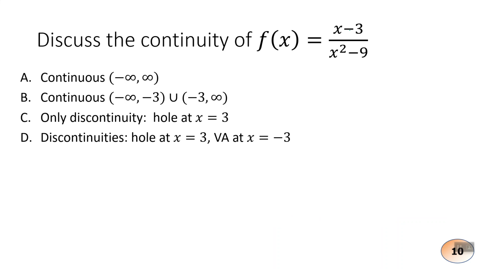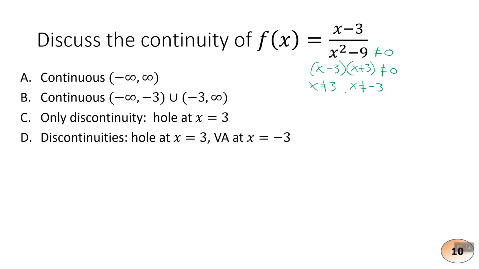So we would want to take this and say, okay, whenever the bottom equals 0, that's going to be a discontinuity. So if we set the bottom equal to 0, we would factor that into x minus 3 times x plus 3. So we get x equals 3 and x equals negative 3. Technically we want to say the bottom cannot equal 0, so x cannot equal those two. So those are our discontinuities, both of those.